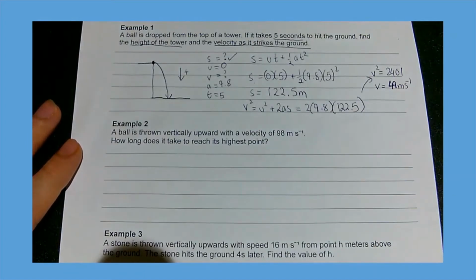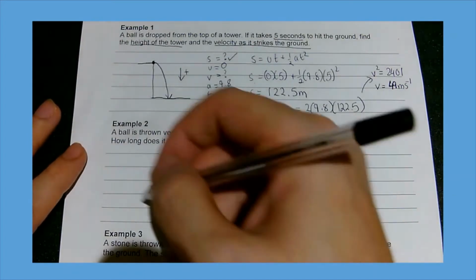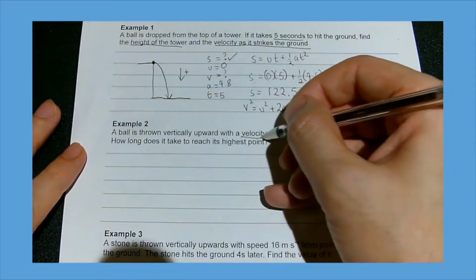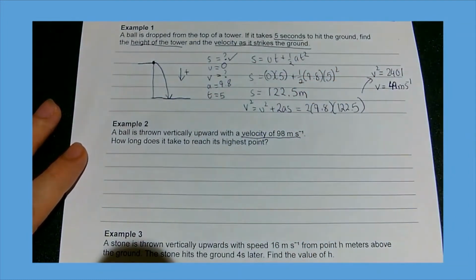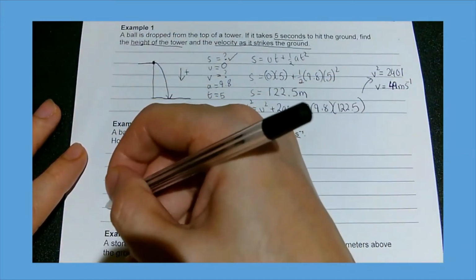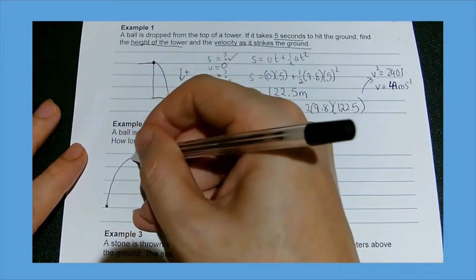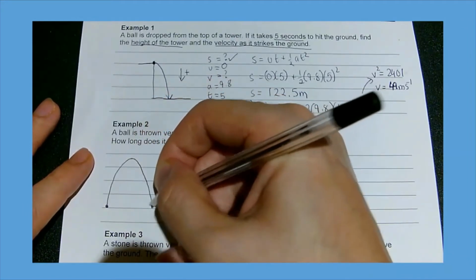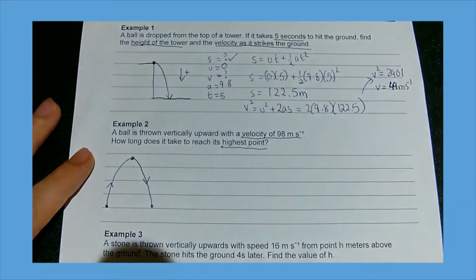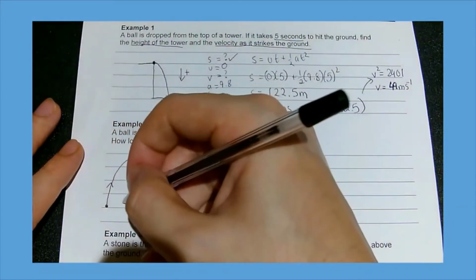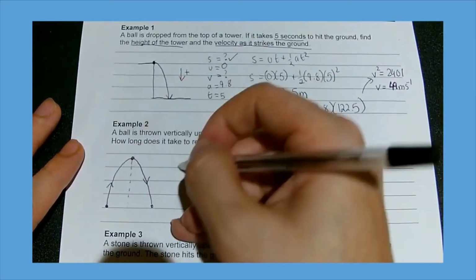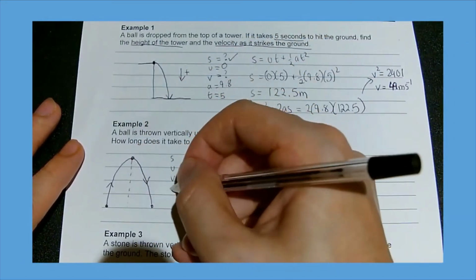What happens if I've got something being thrown upwards? So I've got a situation here, a ball is thrown vertically upwards with a velocity of 98 meters per second. How long does it take to reach its highest point? So here's the ball, it goes up, then it comes down. Okay, so that's its motion. Now all I really want to care about is the time it takes to reach the highest point. Okay, now I'm going to do SUVAT here.